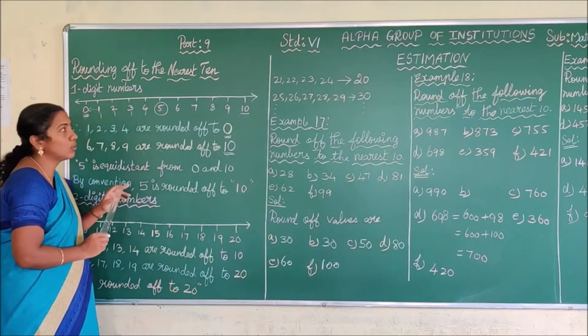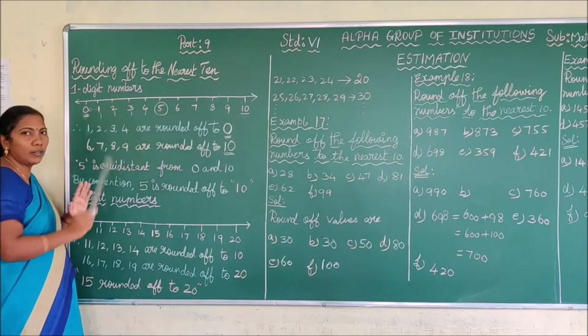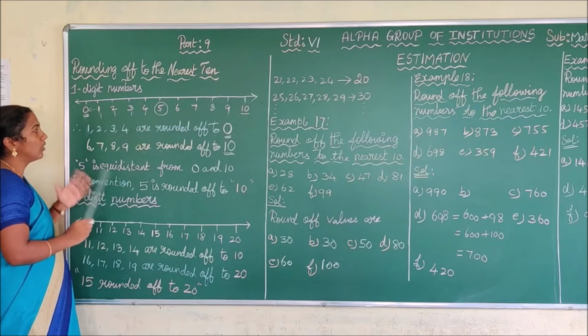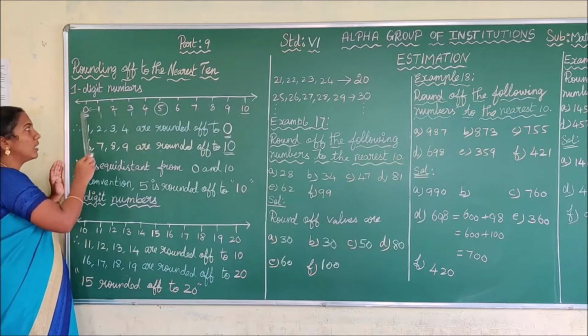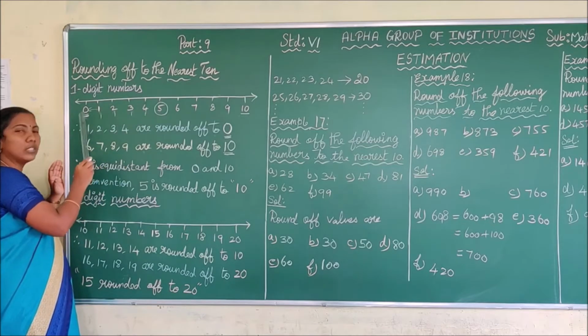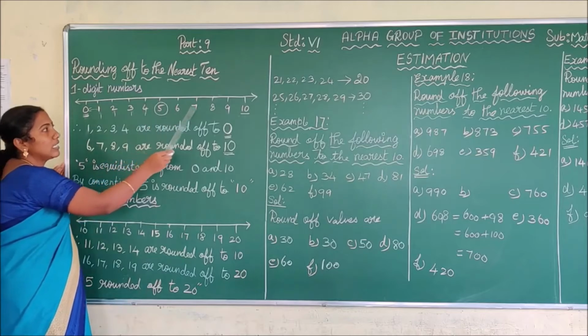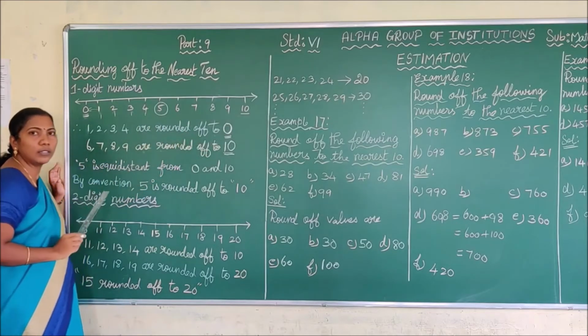Is it clear, children? So, rounding off to the nearest 10 means, what is the conclusion? We have to round off the numbers 0, 1, 2, 3, 4 to 0 and 5, 6, 7, 8, 9 to 10. Is it clear, children?